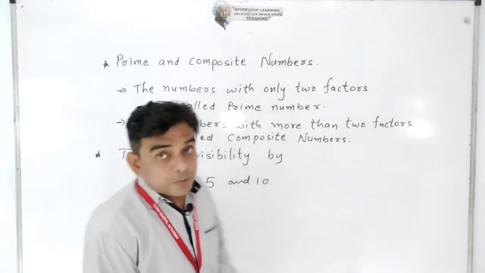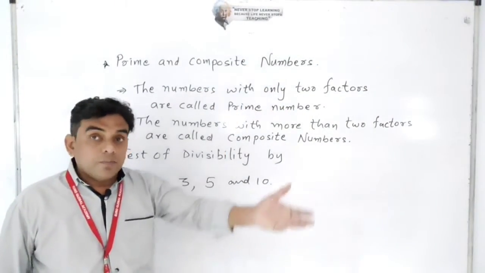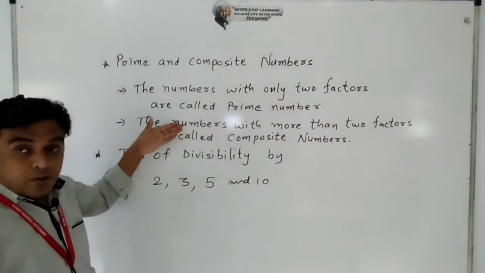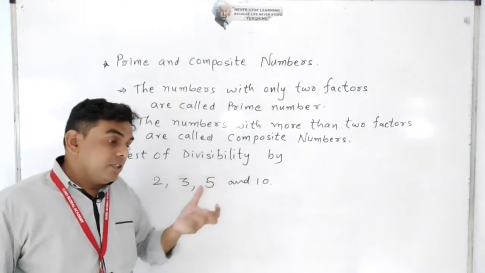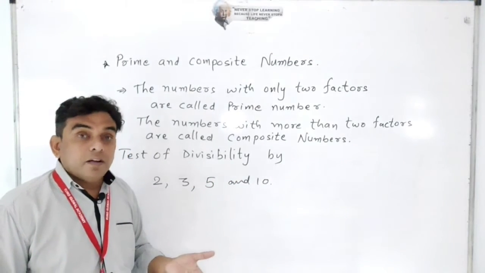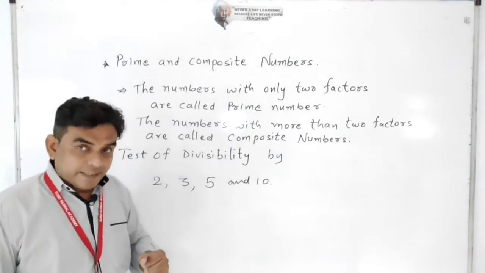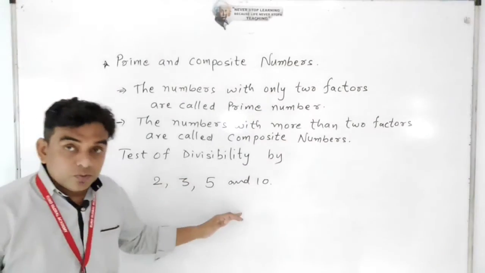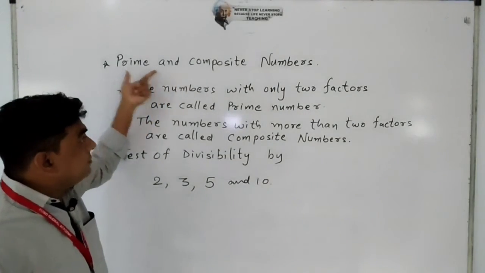Okay, now I am going to explain this: prime and composite numbers. Students, this is the definition of both. And here, the test of divisibility. Divisibility means that when you divide a number by another number, the remainder will be 0, so it is divisible by that number. I will explain this one also, but first of all, we are going with prime and composite numbers.